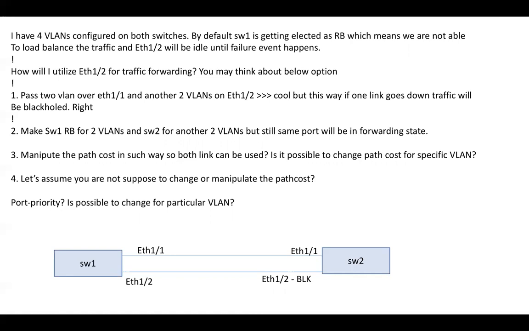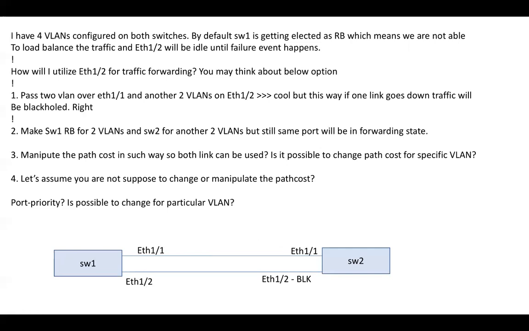So is there any way we can do load balancing between Ethernet 1/1 and 1/2? You may have the opinion that we can pass 2 VLANs over Ethernet 1/1 and another 2 VLANs on Ethernet 1/2. Cool. But the problem with this solution is, for example, if I have passed 10 and 20 on this link, and 30 and 40 on this link, and this link goes down, we will lose connectivity for those 2 VLANs. That is not an appropriate solution.